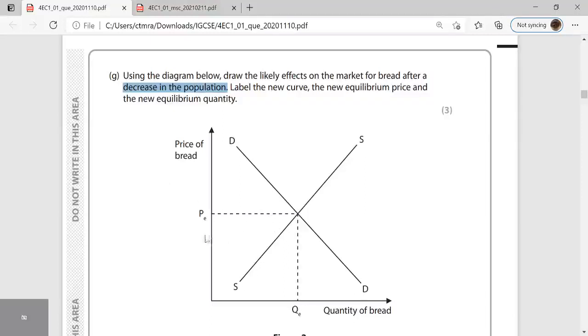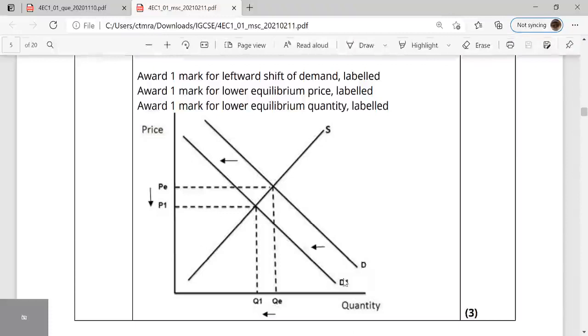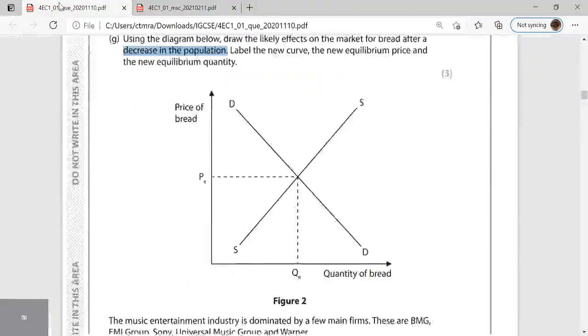Okay. So again, you have to show a new price, a new quantity, and a new demand. Okay. So it will look very similar to this one. Okay. D1 leftward shift, and Q1 as lower quantity, and P1 a lower price. And you can also show the arrows. Okay, these arrows will be very helpful as well. Okay, let's move to the next one.